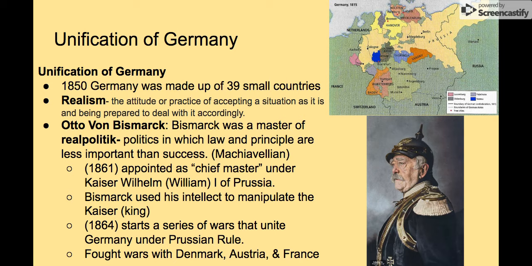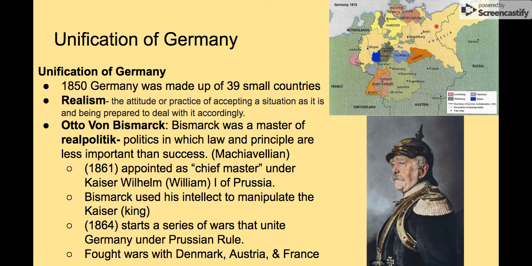Even though the Kaiser had the official power, it was pretty clear to anyone who was observing the scene that Bismarck was the one who was really in control. And in 1864, he starts a series of wars that end up uniting Germany under the rule of Prussia. He starts wars with Denmark, Austria, and France.